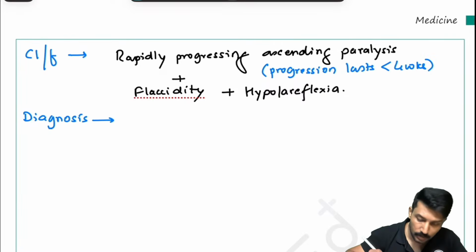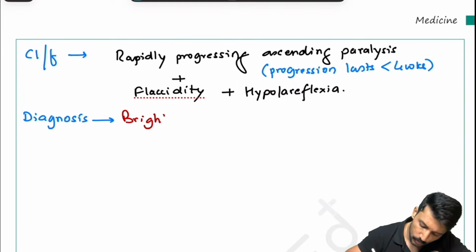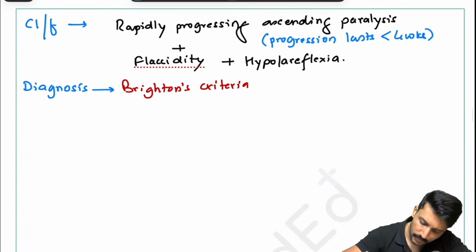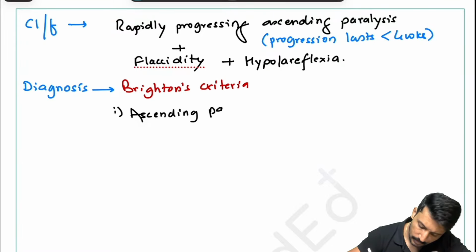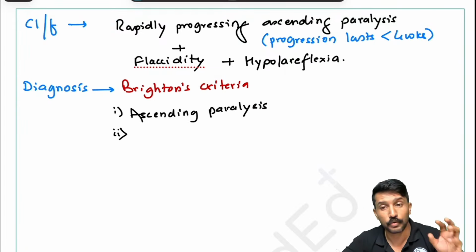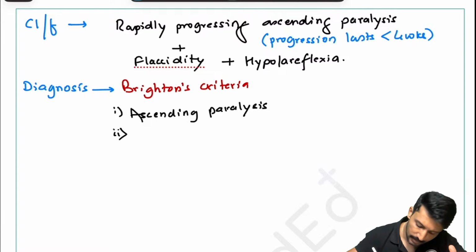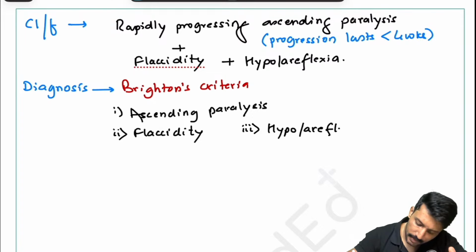For diagnosis, we are following a criteria called Brighton's criteria. What this Brighton's criteria says is, for diagnosis, you need 3 clinical parameters. The first one is ascending paralysis, which is rapidly progressing, with progression lasting for less than 4 weeks. If it lasts more than 4 weeks, it is suggestive of a chronic condition called CIDP. Second, there should be flaccidity or hypotonia. Third, there should be hypo or areflexia. Along with that, I will take help of the lab.